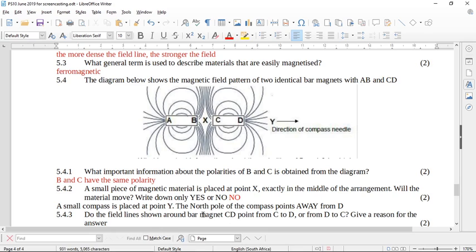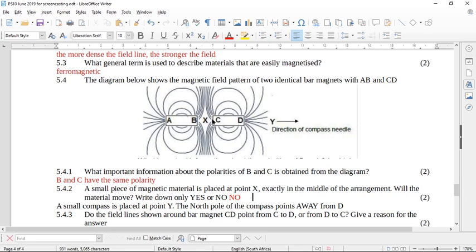A small compass is placed at point Y. The north pole of the compass points away from D. Do the field lines around bar magnet CD point from C to D or from D to C? Give a reason for your answer.